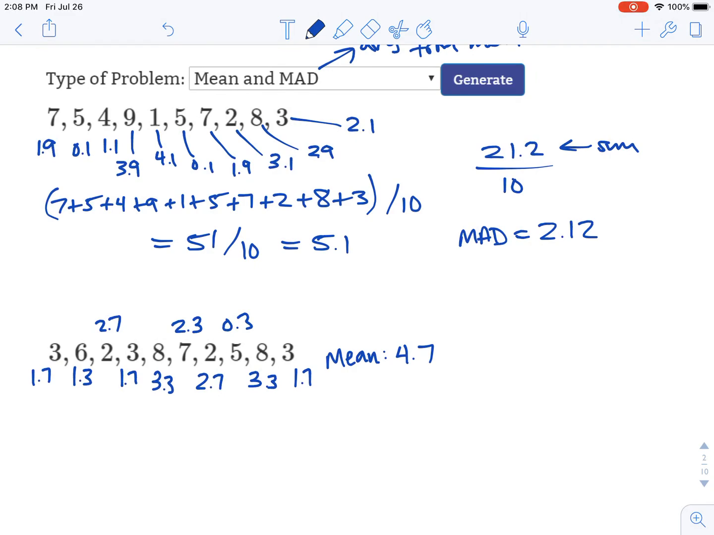Now we're going to take all those distances and we're going to add them all together again. To find the average, we're going to find the total first. And then we're just going to take that total and we're going to divide it by how many we have, which again was 10. And we get a total of 21. So the MAD is 21 divided by 10, which is 2.1. And that's how we calculate the mean and the MAD for a list of numbers.